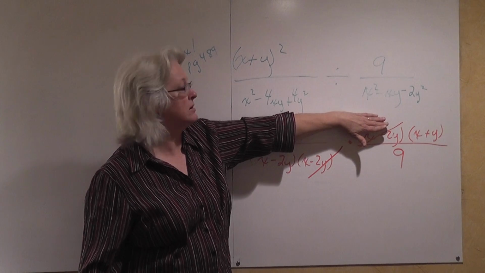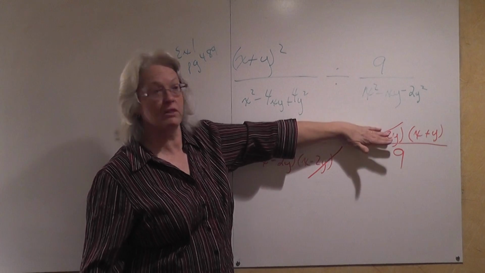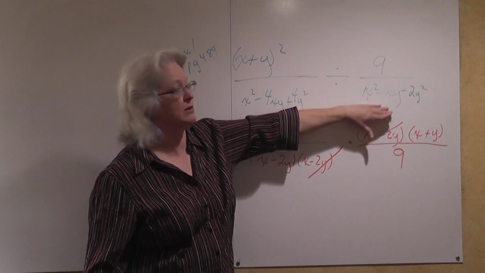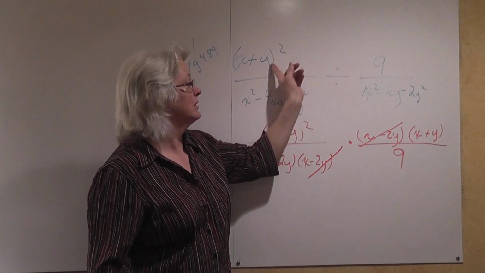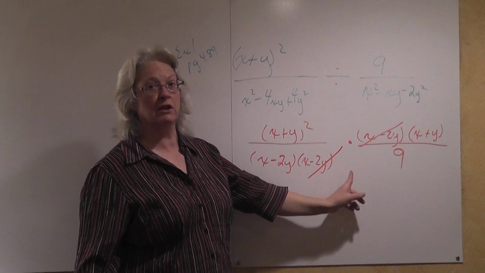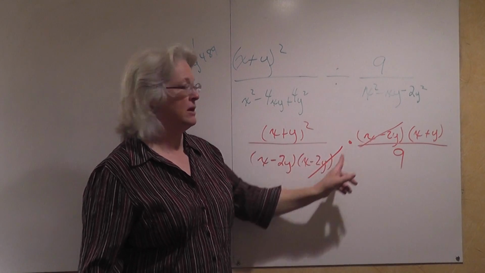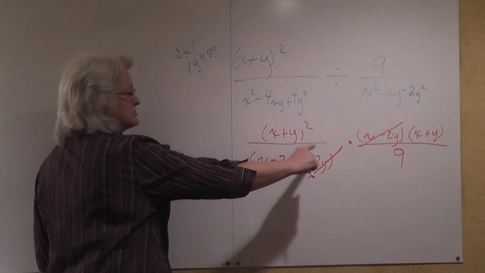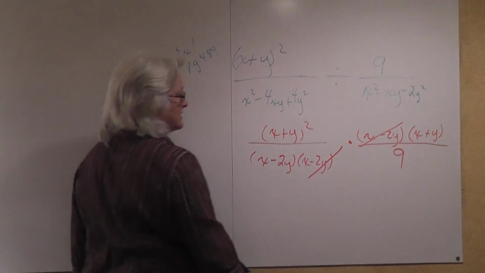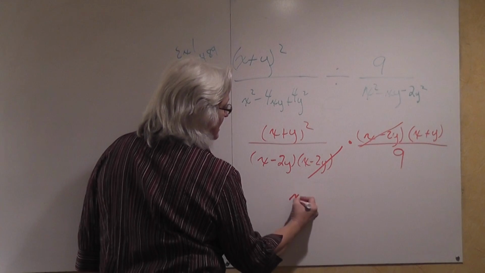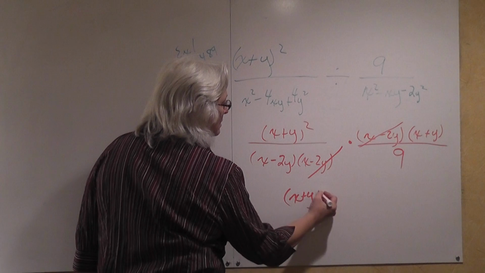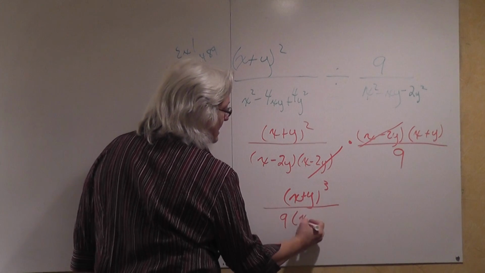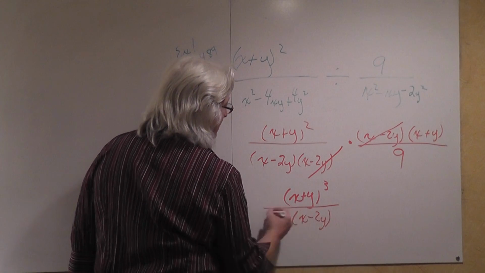Because if you had not inverted this divisor here, you would have factored this into x minus 2y, x plus y, and there would have been an x plus y in the denominator for you to cancel. You have to invert first, and then you can cancel common factors. We have 2 factors of x plus y, and 3 factors of x plus y. So this becomes x plus y, quantity cubed, divided by 9 times x minus 2y.